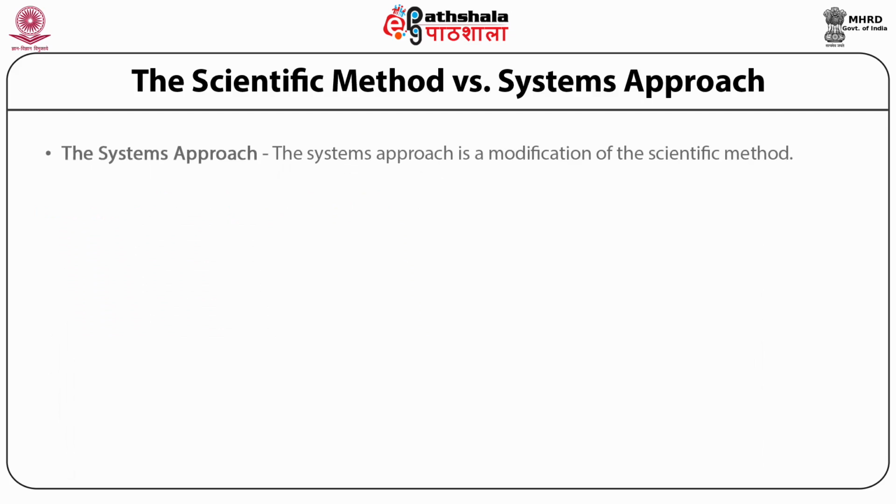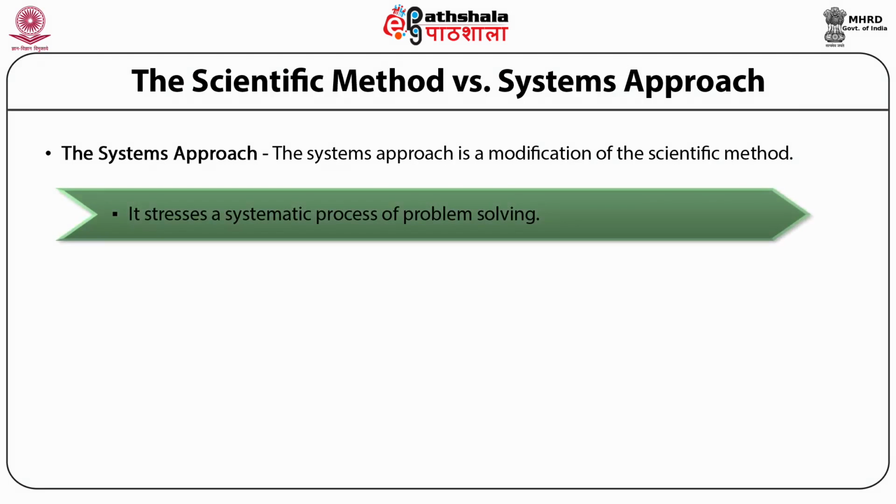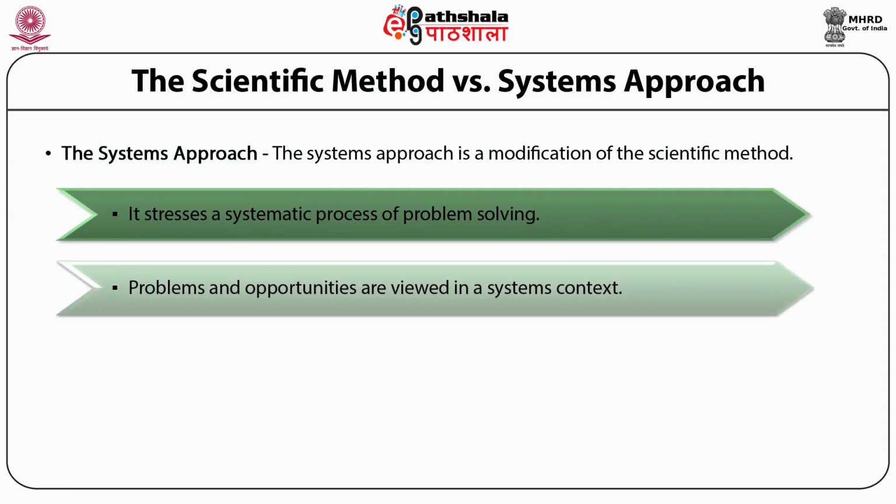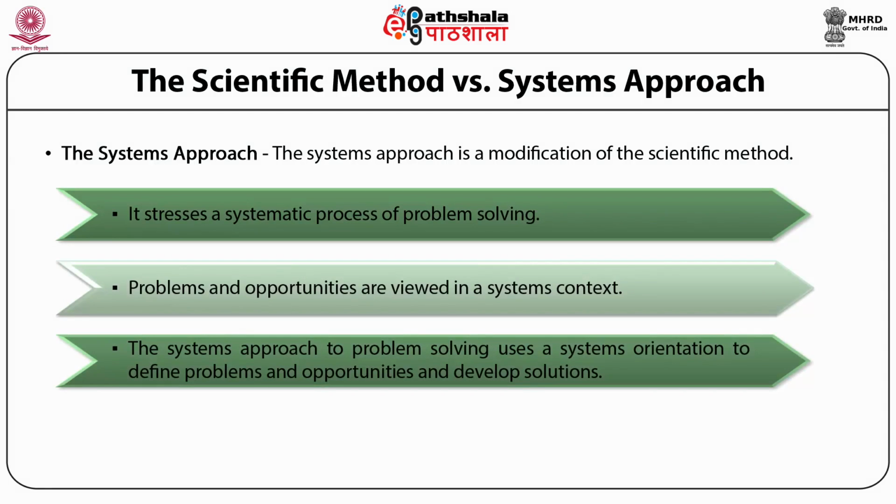Whereas the system approach is a modification of the scientific method. It stresses a systematic approach to problem solving. Problems and opportunities are viewed in a system context. The system approach to problem solving uses a systems orientation to define problems and opportunities and develop solutions.